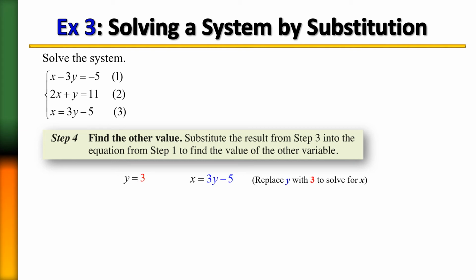So into equation number 3, we're going to remove the y and replace it with 3. Once we do the math, we'll have our x value. 3 times 3 is 9. And 9 take away 5 is 4. So our solution ordered pair then would be (4, 3).